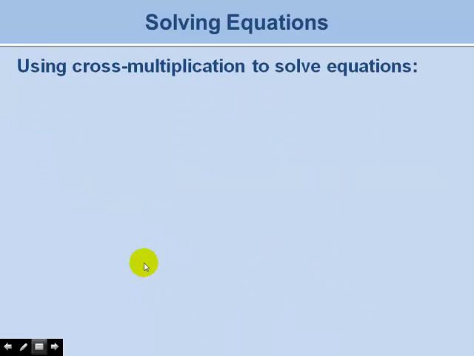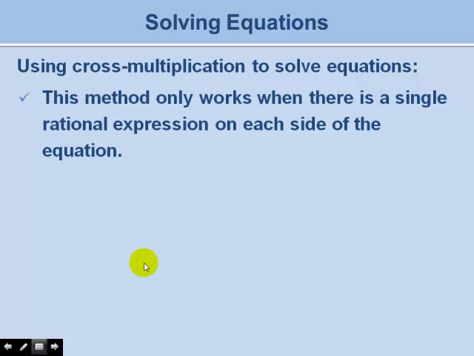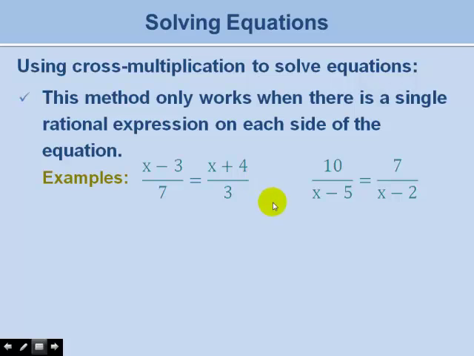Now there are some special cases of rational equations that we can use a shortcut with. In some places you'll see this talked about as using the cross product, and I just call it cross multiplication. It only works in one case though, and that is when there's a single rational expression on each side of the equation. So the only way that this can work is if we have one rational expression on one side of the equation and one rational expression on the other side of the equation. So here are some examples of equations where we could use this method. Notice that in each one, we only have one rational expression on each side.